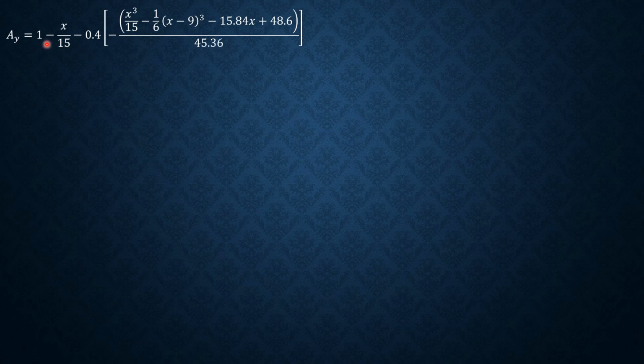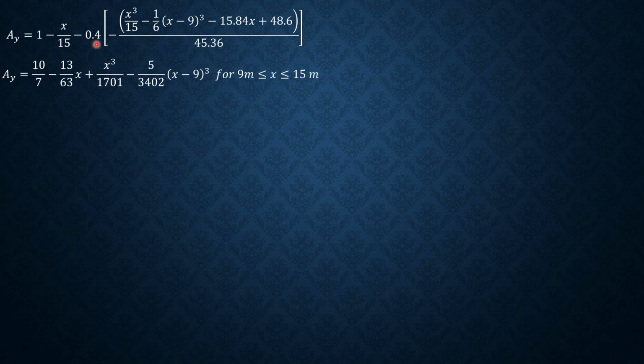So combining like terms for the constant, we have negative of 48.6 divided by 45.36, that's negative, times negative 0.4, it becomes positive, plus 1, so Ay is 10 over 7. Then for x, we have negative 1 over 15x here. We have negative of negative 15.84x over 45.36, that's positive, times negative 0.4, so that's negative.